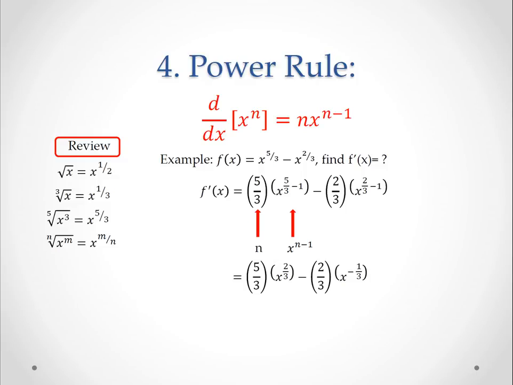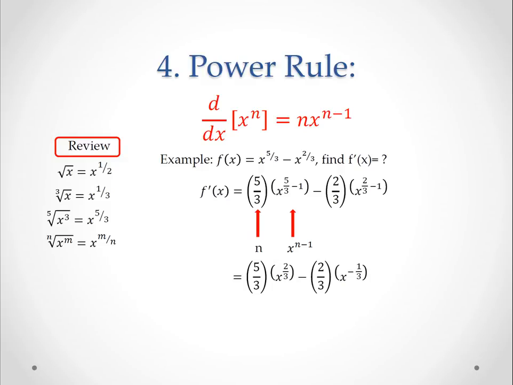Let's look at an example. The example is f(x) is equal to x to the 5 divided by 3 minus x to the 2 divided by 3. So what is f prime of x? f prime of x is equal to the derivative of the first part minus the derivative of the second part, as we learned in the sum and difference derivative rule. So the first part, we move the power in front, which is 5 divided by 3, and we do the subtraction of the power to get the new power, which is 5 divided by 3 minus 1. We get 2/3 in this case.